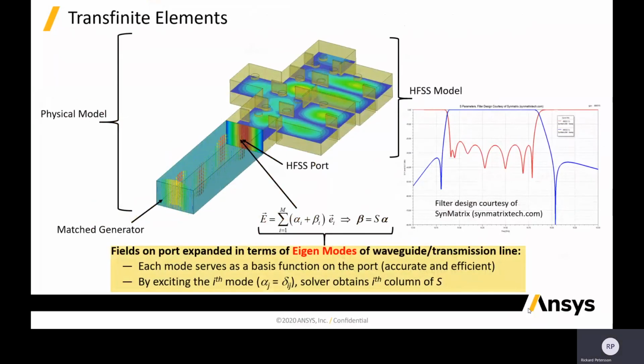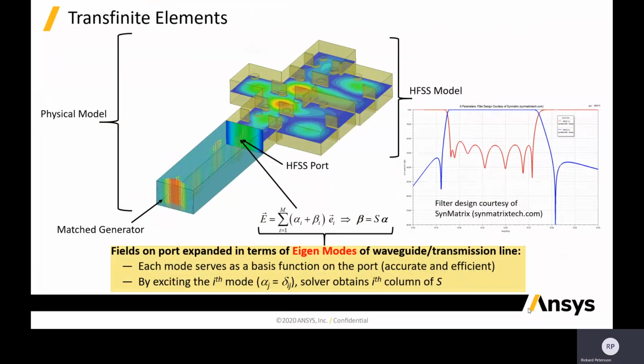Next, I want to discuss the transfinite elements. And by doing that, I illustrate here a model, which I call the physical model. Of course, everything is animated using HFSS here. But imagine you have this physical model. You have some matched generator at the end of the transmission line that feeds this filter structure. And in HFSS, we're going to put a port here that's indicated. So we don't need to model this long transmission line because that is assumed in this port formulation that is used in the transfinite elements.